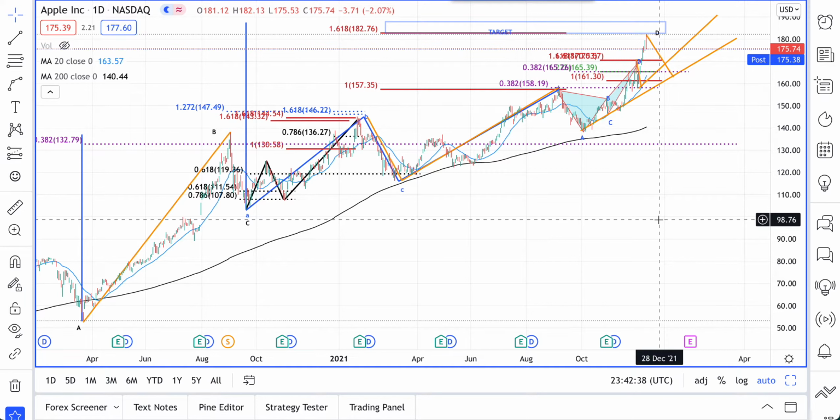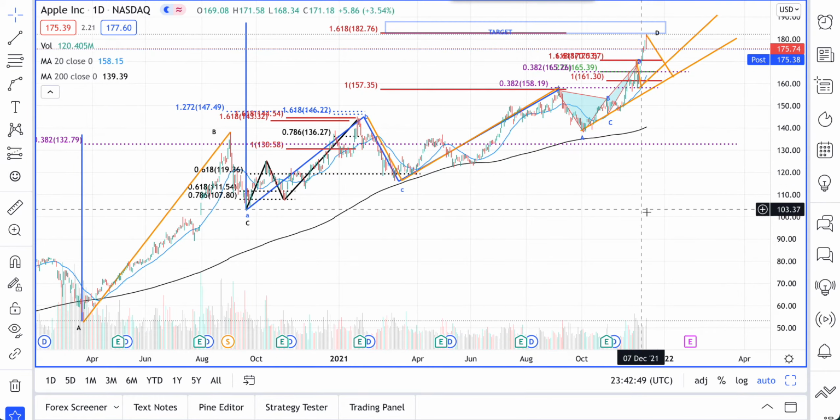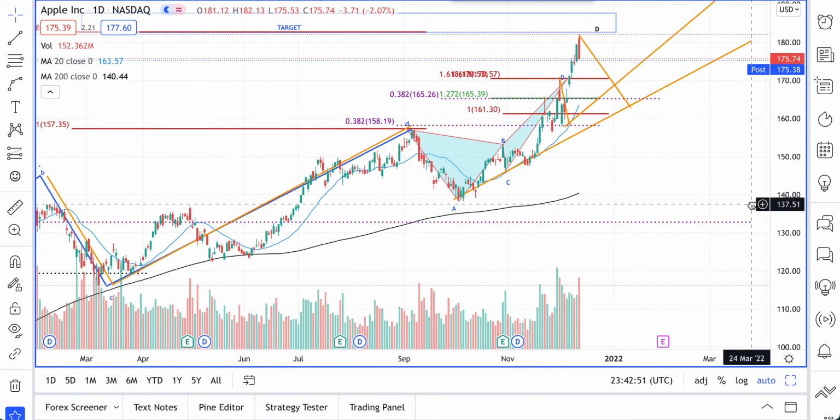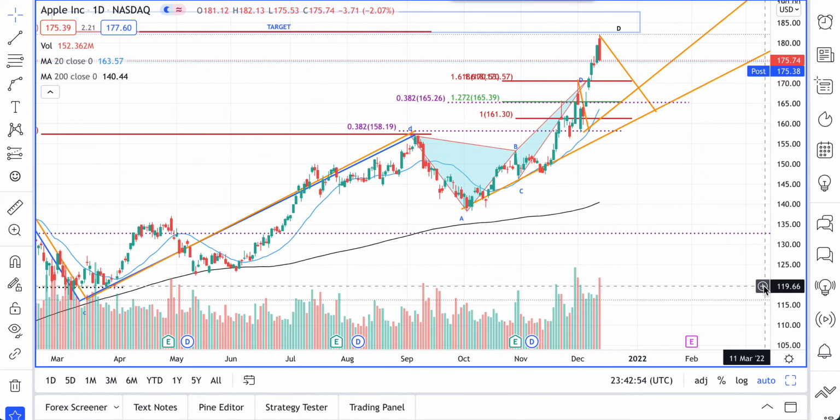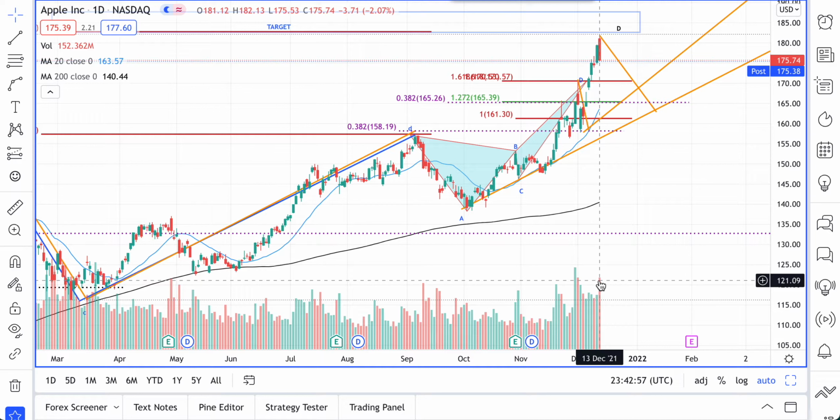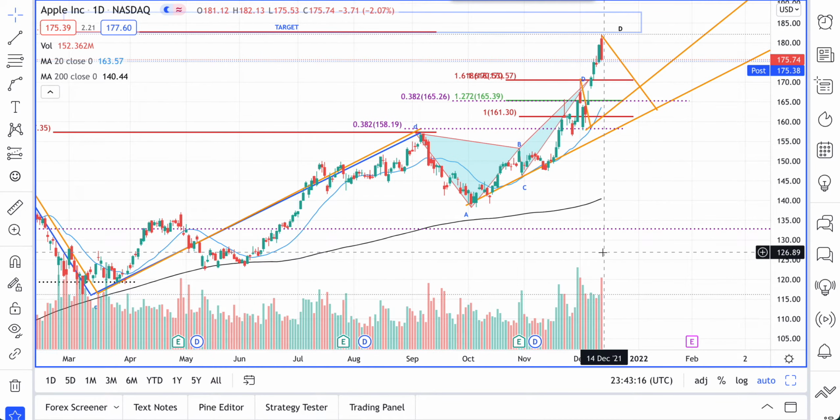Apple did reach the price target we were looking at, around $182 to $188. It hit $182, and the price closed lower. Let's also take a look at the volume, what sort of volume we had on this Apple sell-off today. Looking at the volume, it's 152.36 million shares traded. So it went down on fairly high volume, and that means perhaps there is further selling to happen.